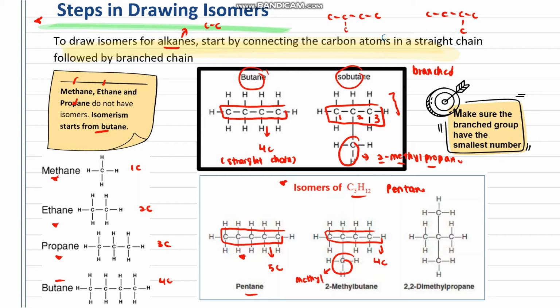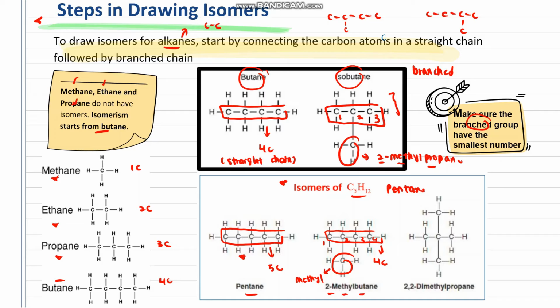Again, we want to assign the carbon numbering. We want to make sure the branch group has the smallest number. So this methyl group, we want to make sure it gets the lowest carbon number possible. That's why we number from the left hand side, whereby this is carbon 1, carbon 2, carbon 3, and carbon 4. So the methyl group will be on carbon number 2. That's why we call it 2-methylbutane.